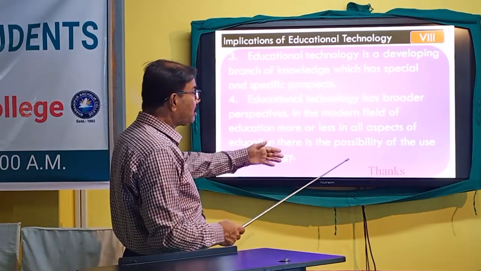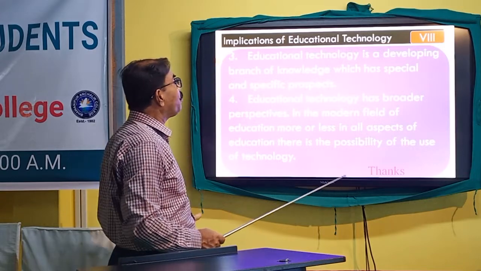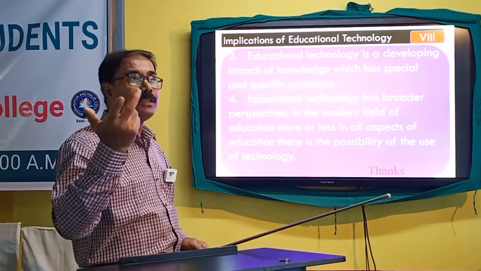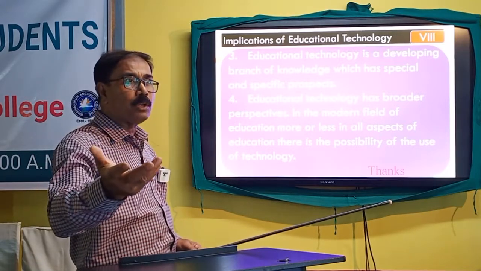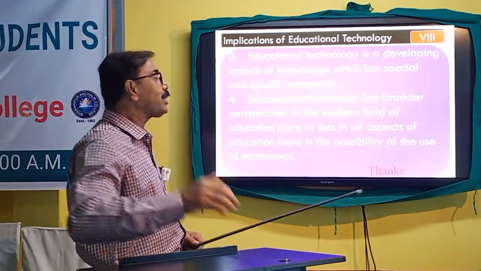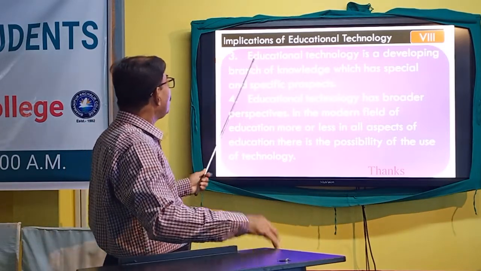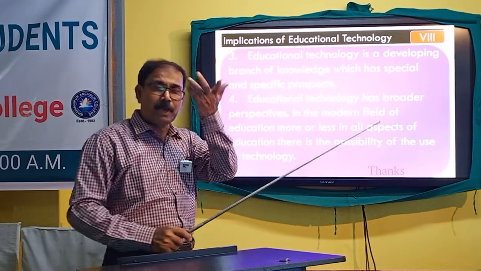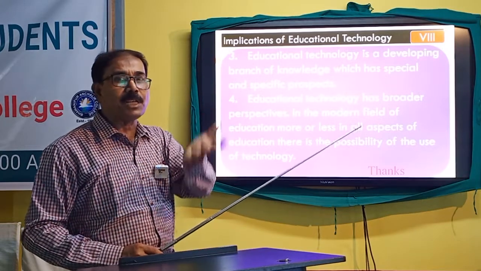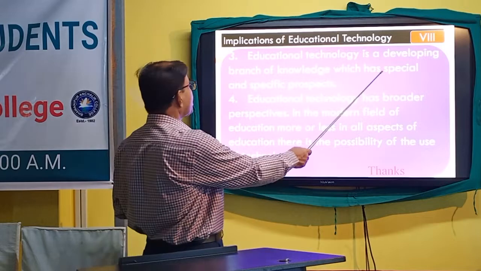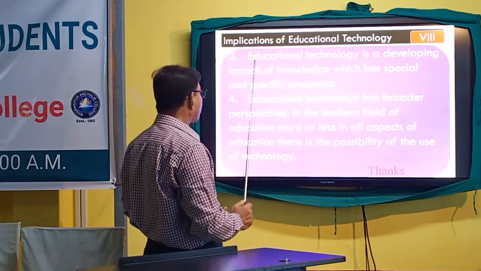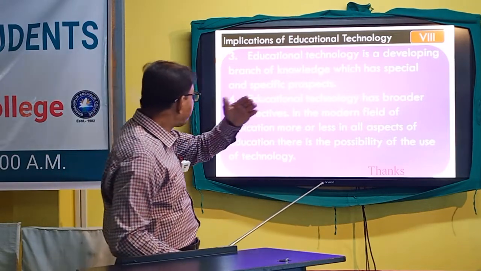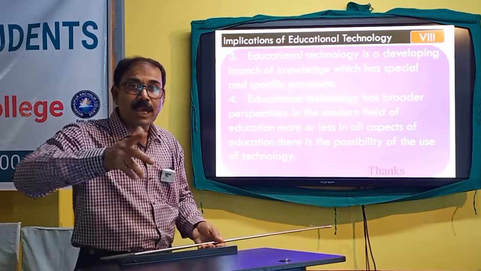This is the last point concerning the implications of educational technology, the consequences for which we are bound to depend on technological tools, knowledge, assets, and devices. Number 3, educational technology is a developing branch of knowledge. With the development of science, it is also developing, and it has specific prospects.